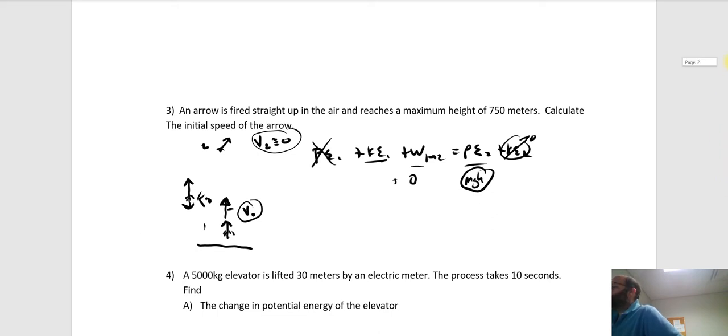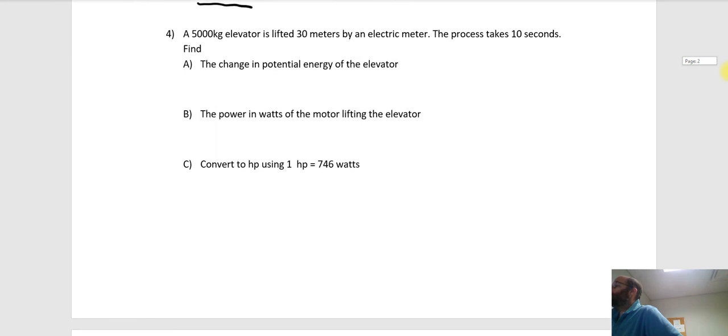Okay, number 4. An elevator is lifted by an electric motor in 10 seconds, right? So the change in potential energy of the elevator. The old saying, a picture is worth 1,000 words. I like to say in physics, it's 2,000. So here's maybe a picture, and I would probably label the positions. Here's the elevator at position 1. It hasn't gone anywhere. Here it is at position 2. It has been lifted now 30 meters.